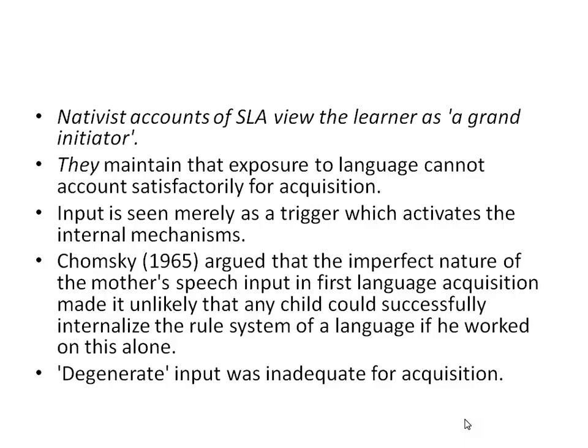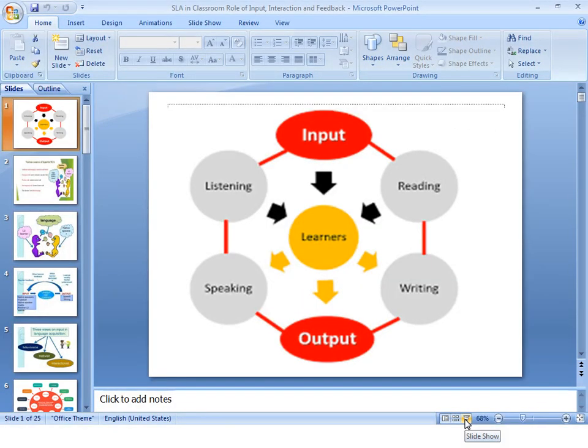According to our previous portion of our lecture, input is a must. But in the case of nativist theory, input is necessary, but input is not all. Input is a part of second language acquisition. After getting input, the trigger goes to our internal mechanism, and your internal mechanism will be producing the language.